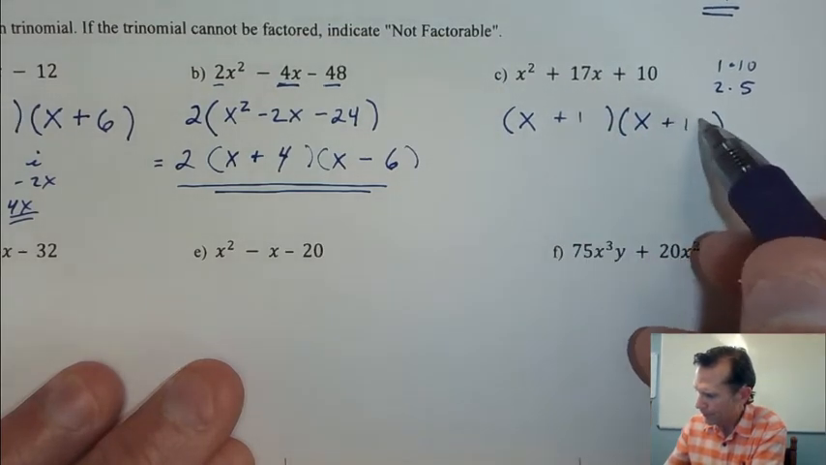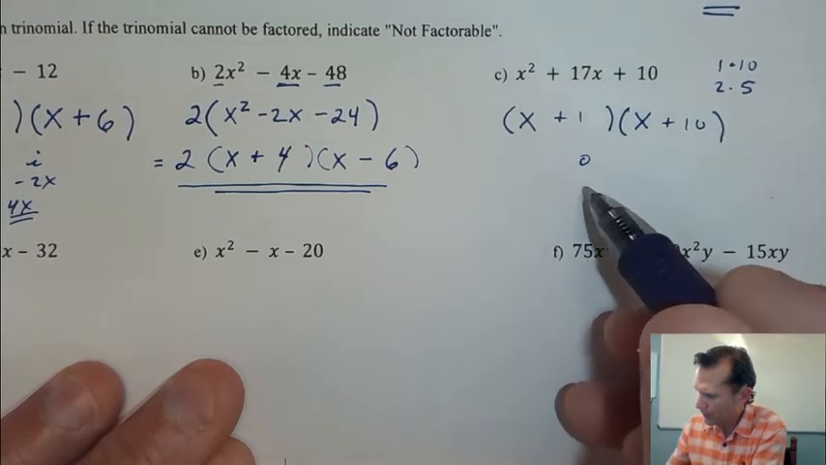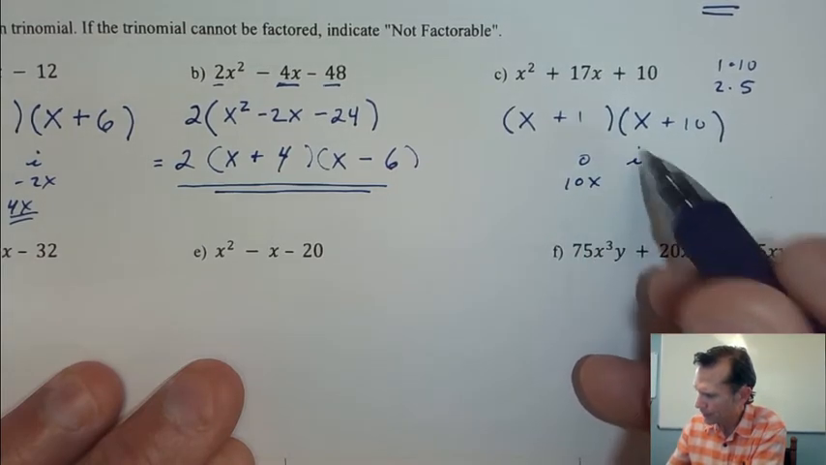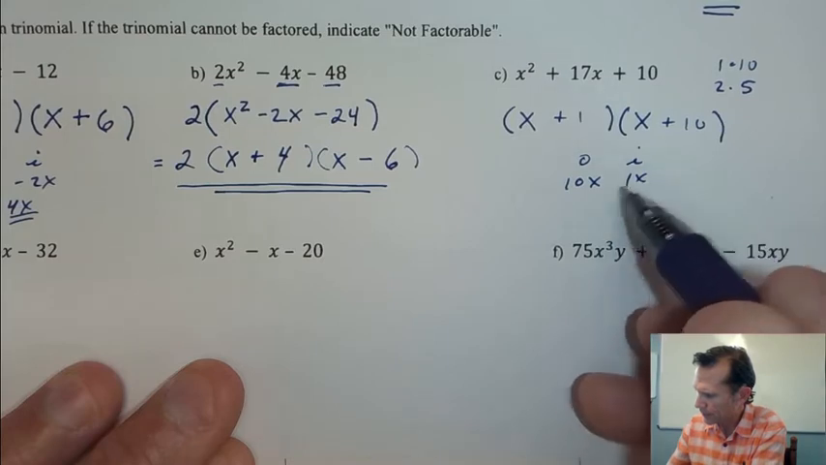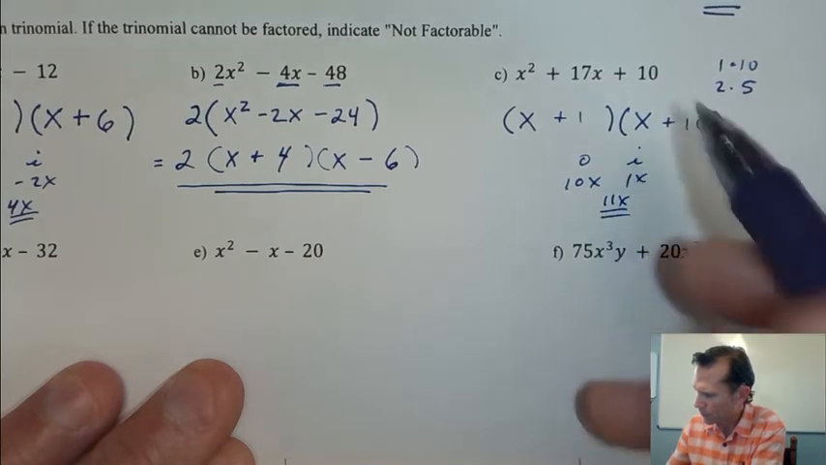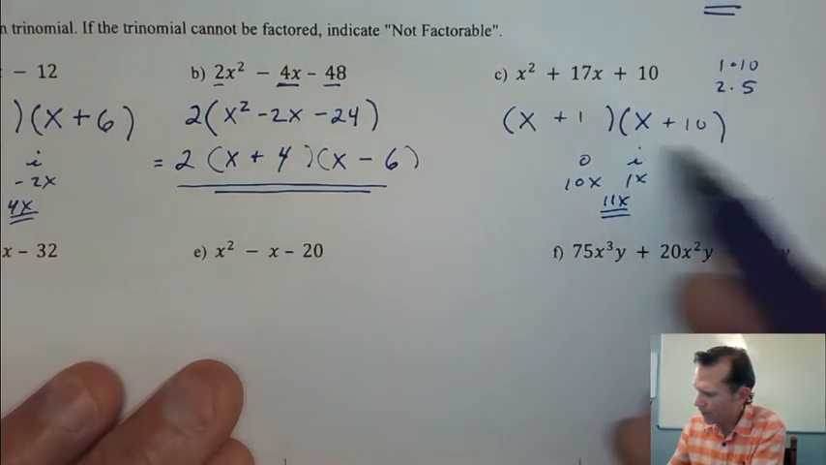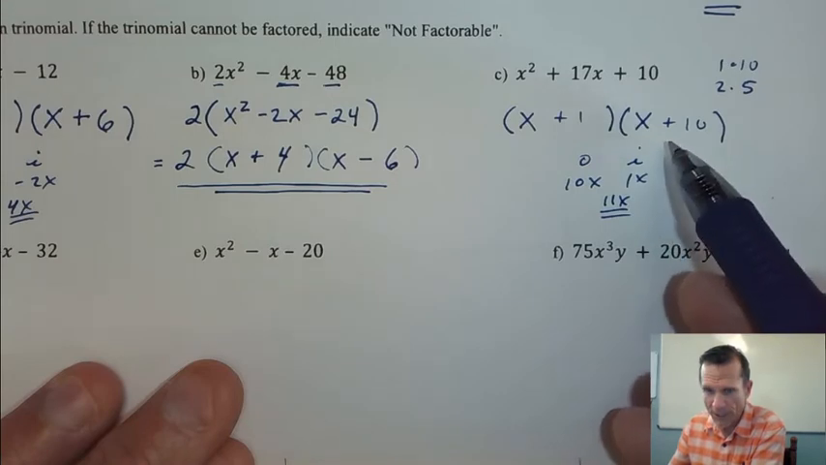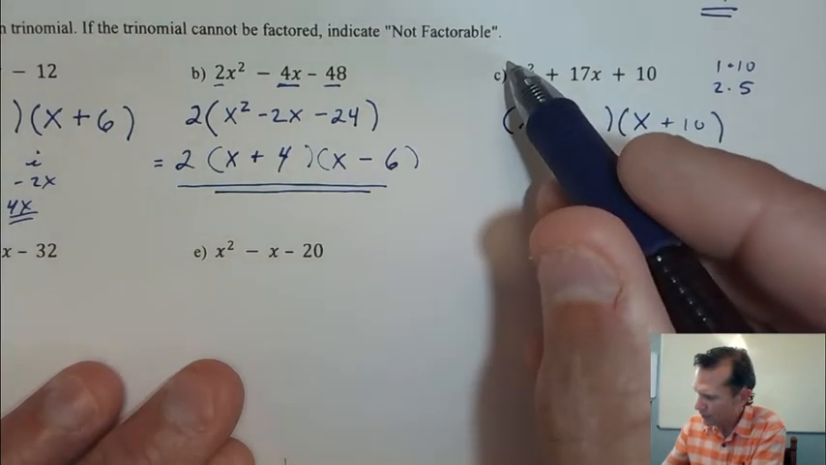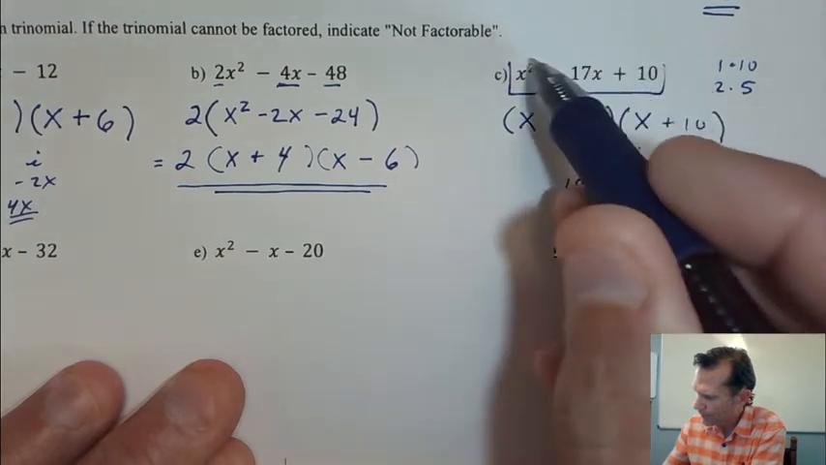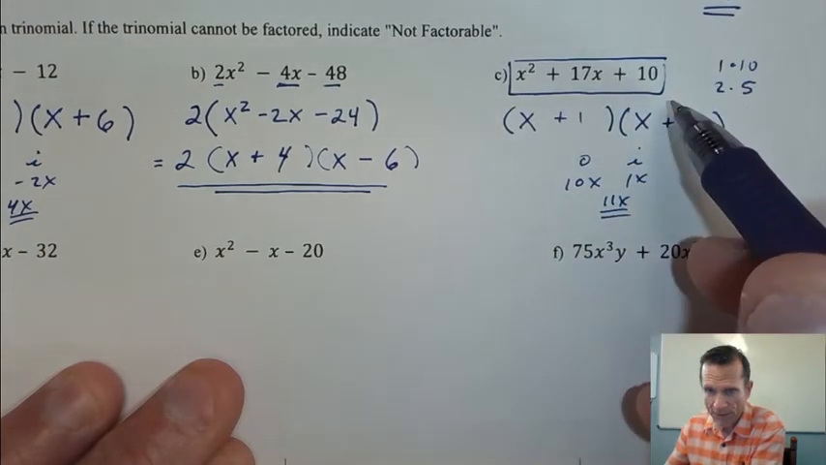If you check out O, you get 10x, and I is 1x, and that's 11x, which doesn't work. Okay? So what we find out here is that no matter what we try, this trinomial is not factorable.